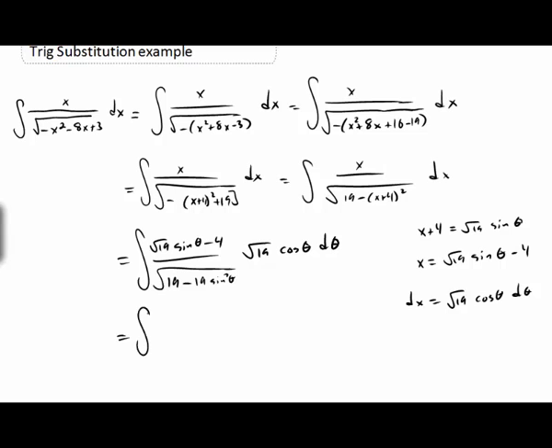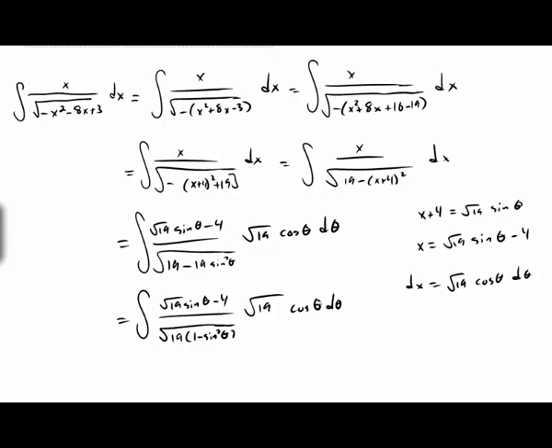Now this integral, if I look at the denominator, what I can do is pull out a 19. That would give me the square root of 19 times 1 minus sine squared theta. But 1 minus sine squared theta is cosine squared theta. And so what this really reduces to is the square root of 19 times the cosine of theta. And now in this case, I can see that it actually cancels with my term on the right. So this term cancels with this term. The result is I have the integral of the square root of 19 sine theta minus 4 d theta.